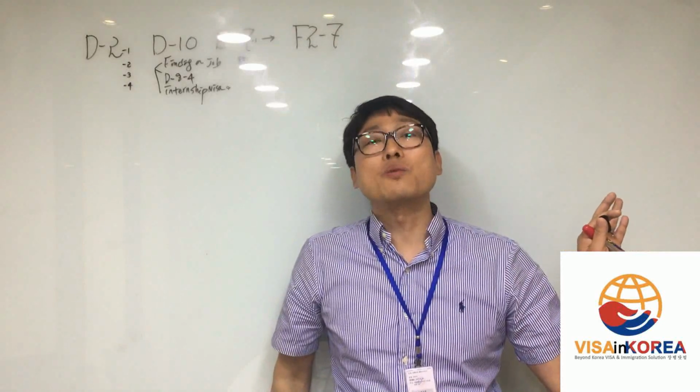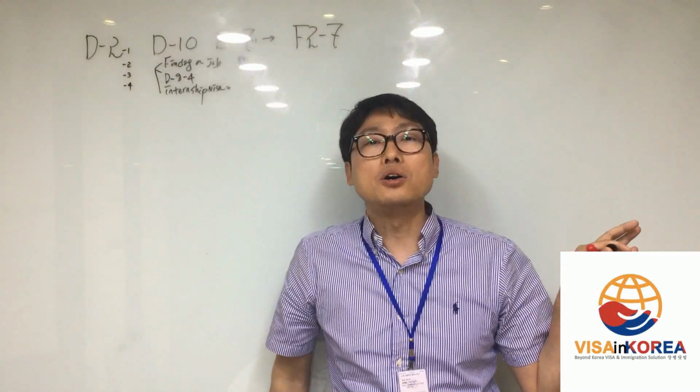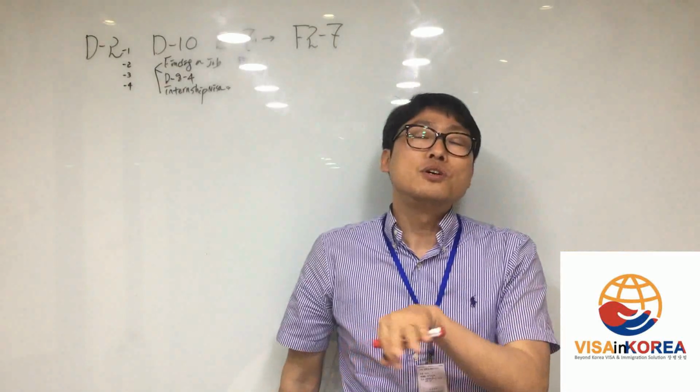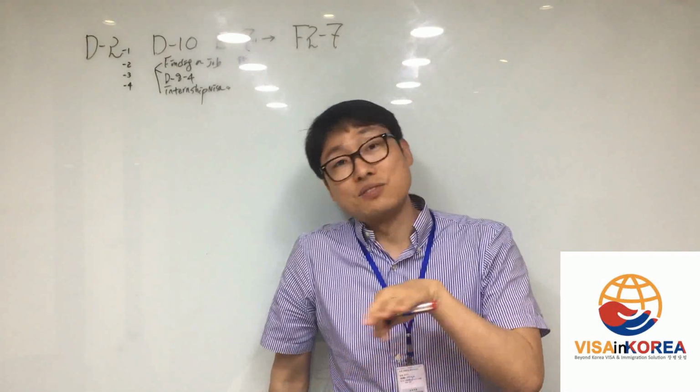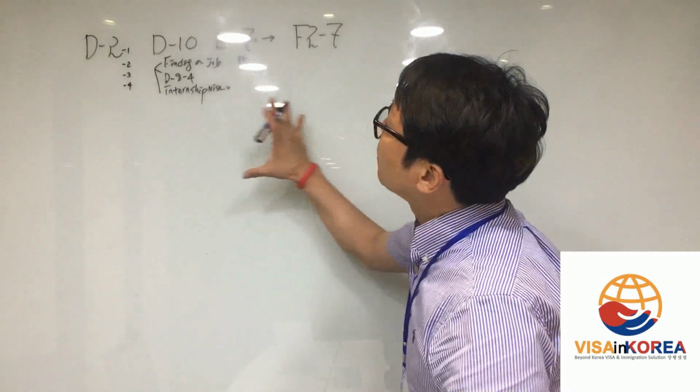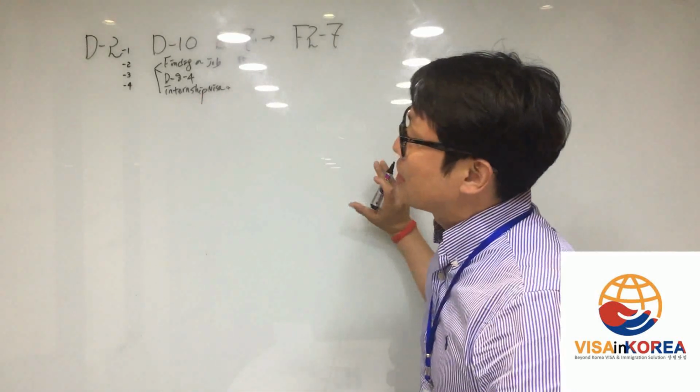And F7 is called the points-based residence visa. We can call it 점수제 거주 비자. 거주 means residence and 비자 is visa, right? Okay, so I will let you know step by step.